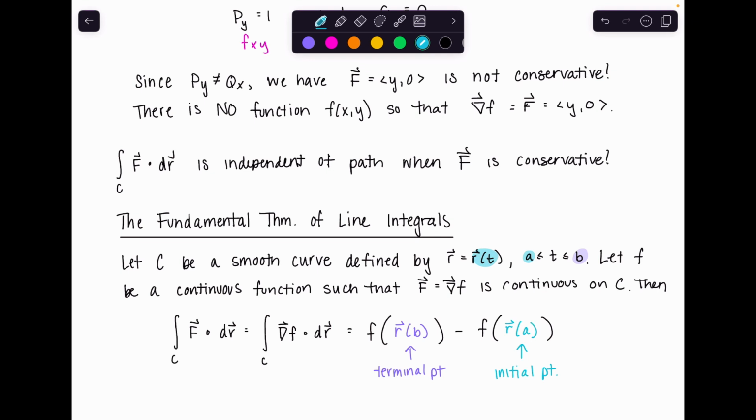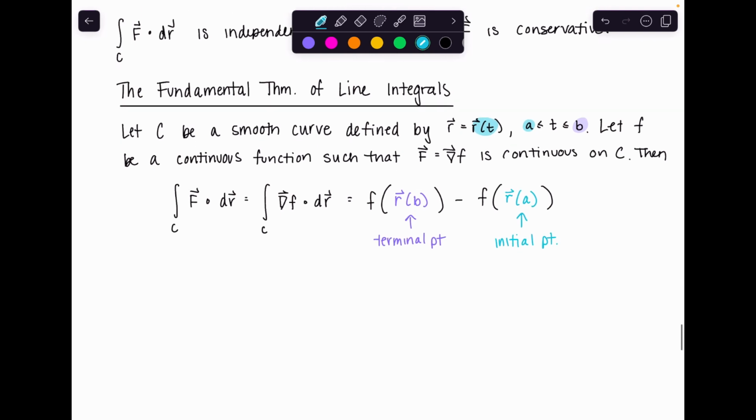In our example, it told us the line segment from here to here, so we had the starting and ending points. Okay. Now what I'm going to do is I'm actually going to prove this one because it's not too bad. It's a nice application of our chain rule. So we can go through this pretty quickly.